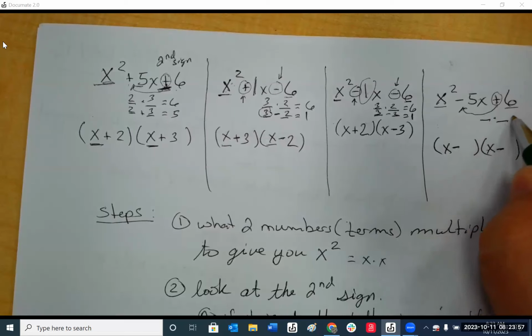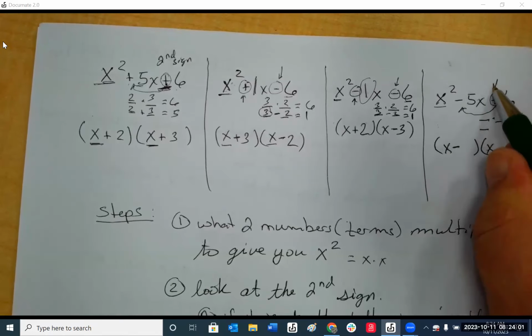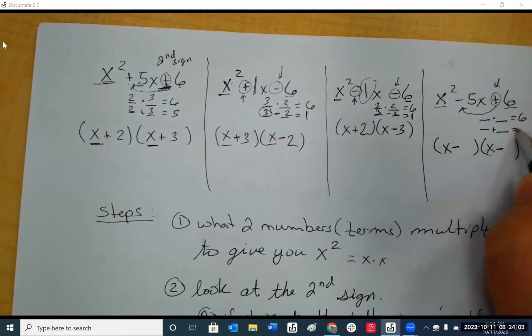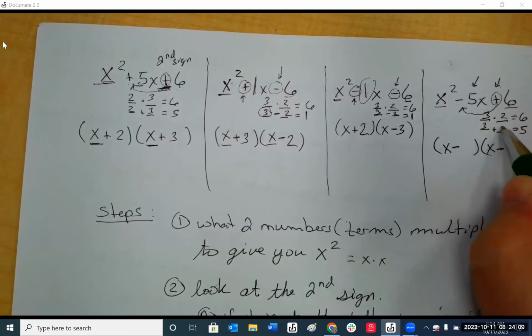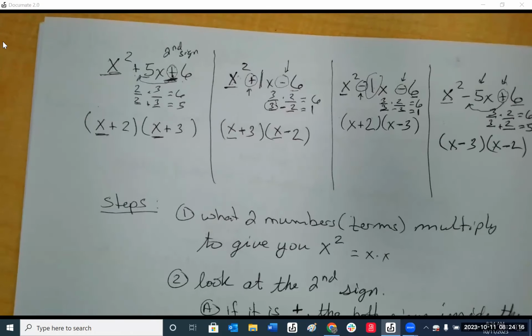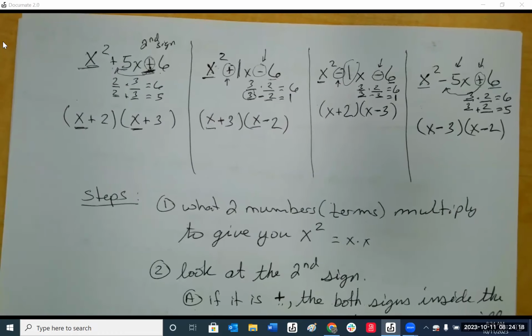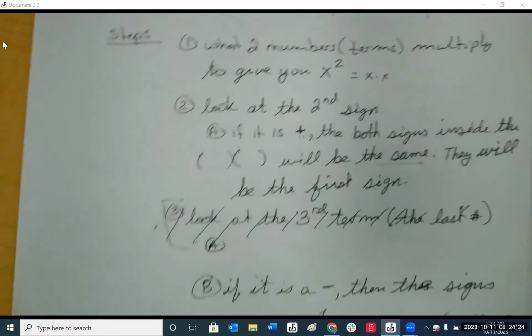What times what equals 6? When I add them, it equals 5. 3 times 2, 3 plus 2. So since they're both the same signs, it doesn't matter where I put them. So that's the factoring technique, and those are the steps.